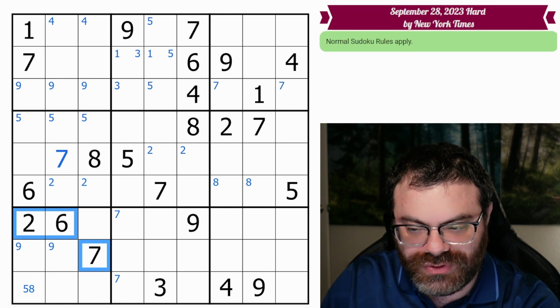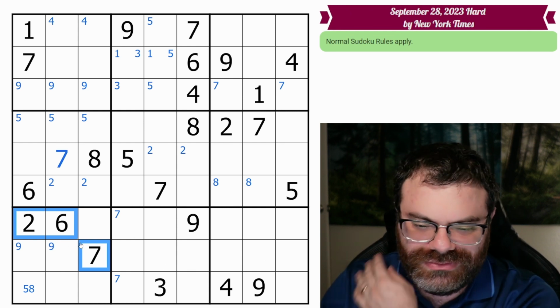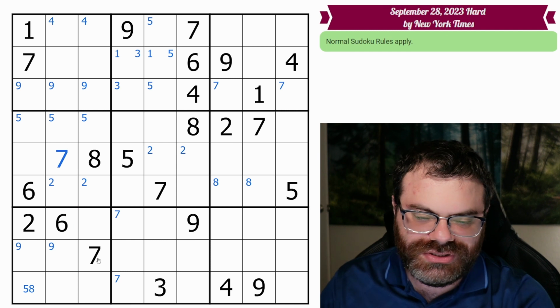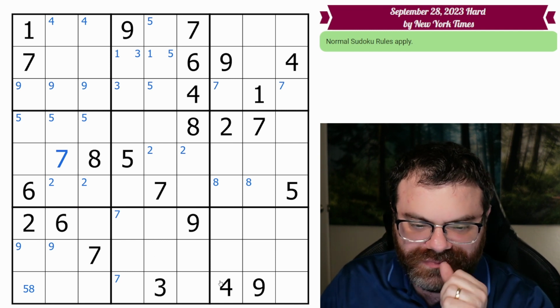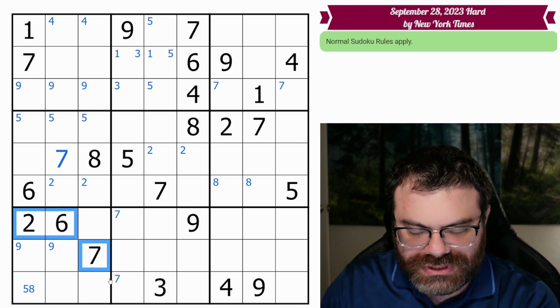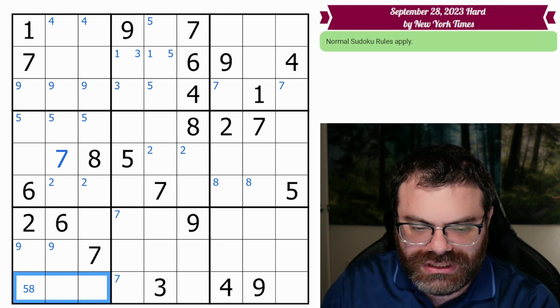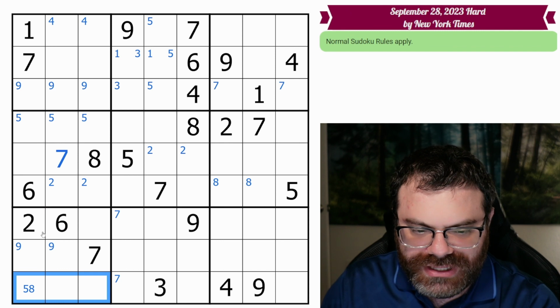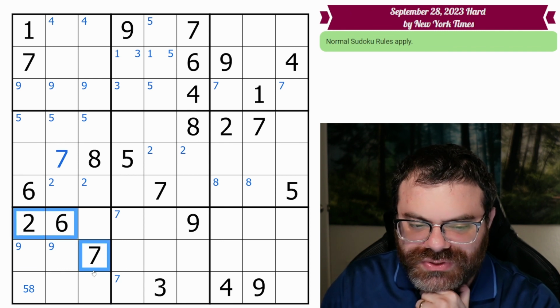So here, what do I mean by geometry? I don't know exactly why I call it that. It's just because you're looking at the shape of how the givens are placed. But let's just go over it specifically. So this 2, 6, and 7 are in this box, and they all avoid this row. They avoid row 9. So row 9 is gonna need a 2, 6, and a 7.